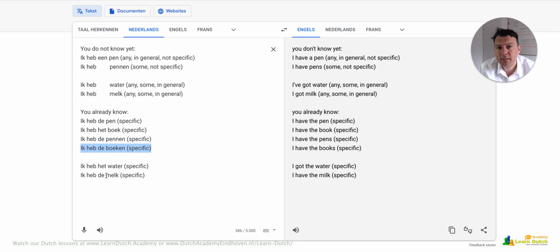The same explanation. Ik heb het water. What does it mean, het water? This is my water. I drink it. So I can say ik heb het water. When I'm saying het water, I'm referring to the bottle with water. Now, het water is specific, so I can say ik heb het water. The same for milk.